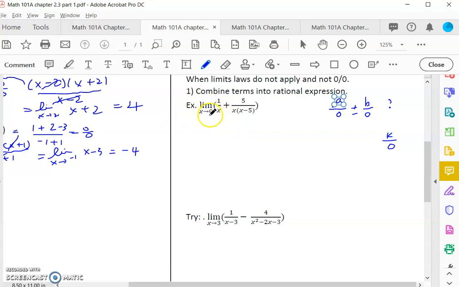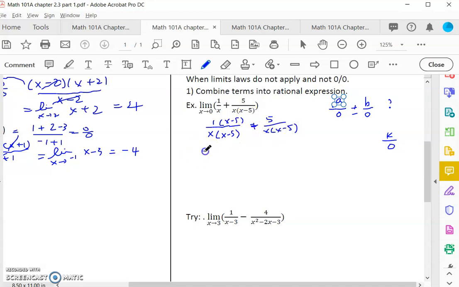I have the limit as x approaches 0 of 1 over x plus 5 over x minus 5. If we plug in 0, this will become 1 over 0 plus 5 over 0. So what is the limit then? Can it simplify, can we cancel? So what we do is find a common denominator for this fraction. We would multiply by x minus 5, top and bottom, so it has the same denominator for both of them.